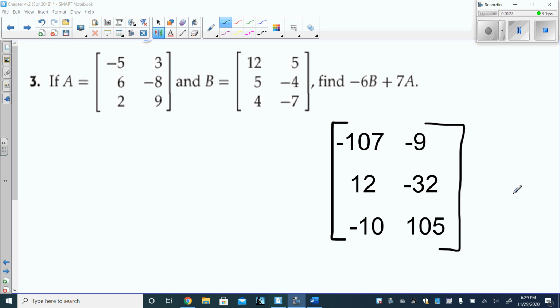All right, guys, so if you went on and calculated that out, you would get this matrix here: negative 107, negative 9, 12, negative 32, negative 10, and 105. And that's what you would get. And that's all we're going to do here for today.